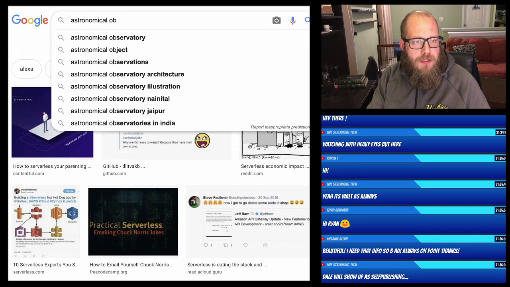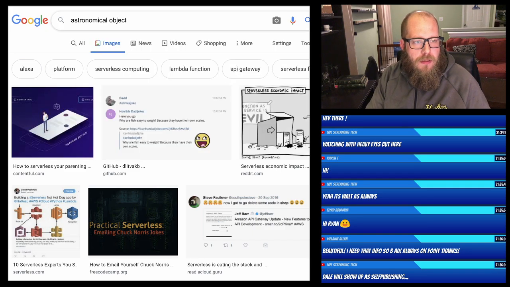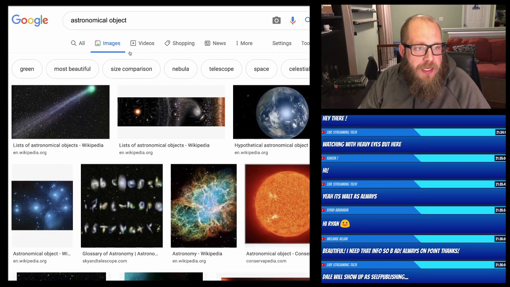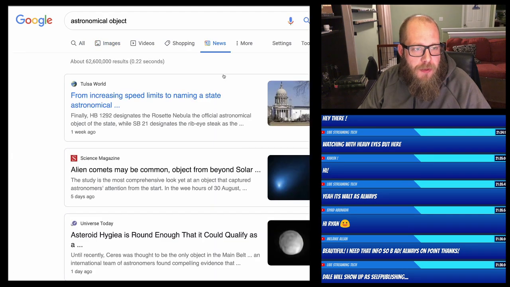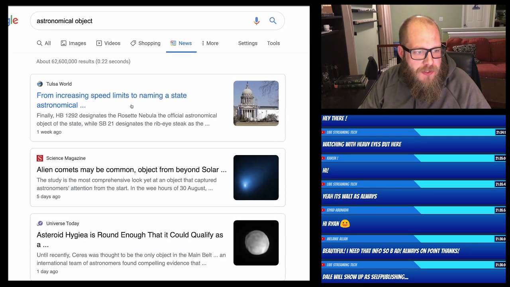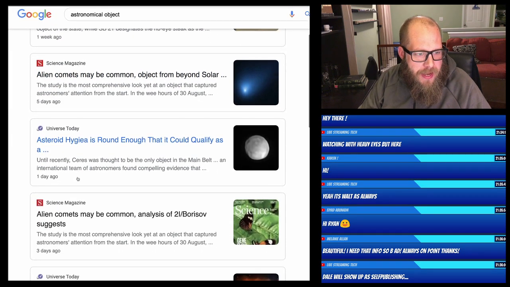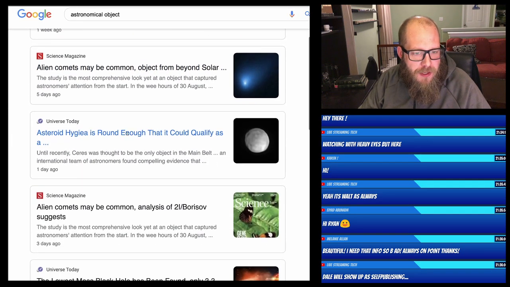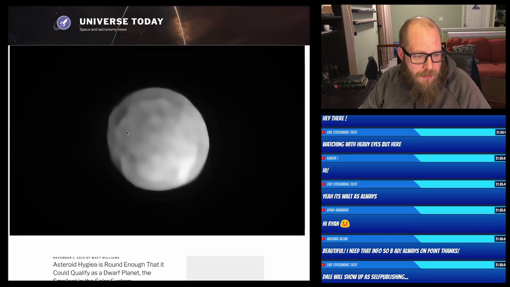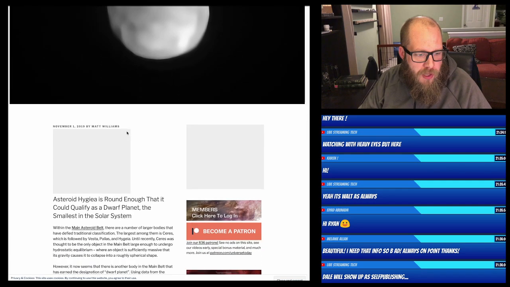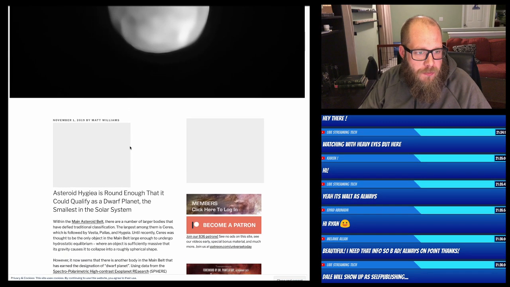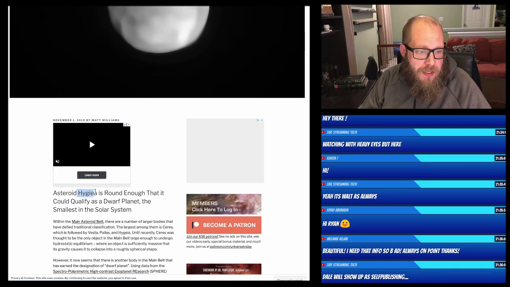Astronomical object. If there's any big astronomical objects coming up, from increasing speed limits to naming a state, alien comets may be common, object beyond solar system. Asteroid Hygeia is round enough that it could qualify as a dwarf planet, the smallest in the solar system. That could be big right there.